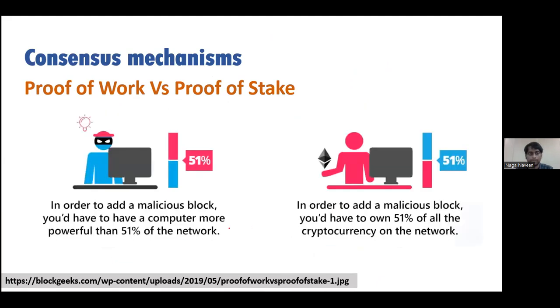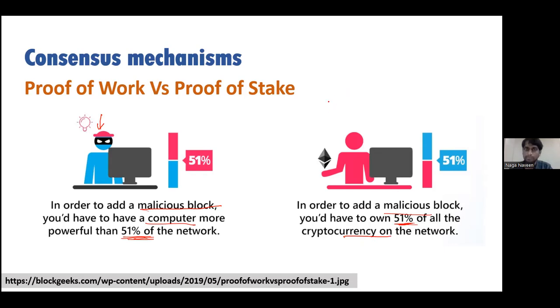Right? Next. For example, for a hacker to change or add a malicious block into the network, he has to have access to more than 51% of the nodes in the system or the processing power, or he needs to have a computer which is more powerful than 51% of the network. He should have the most powerful computer. In case of proof of stake, in order to add a malicious block, the hacker has to have more than 51% of all the cryptocurrency of the network.